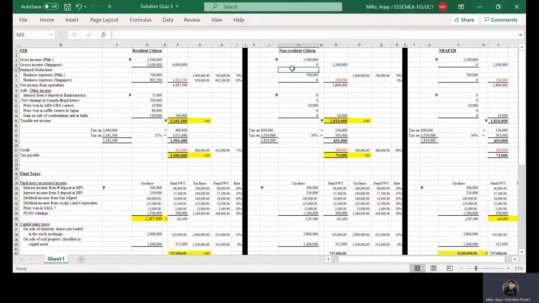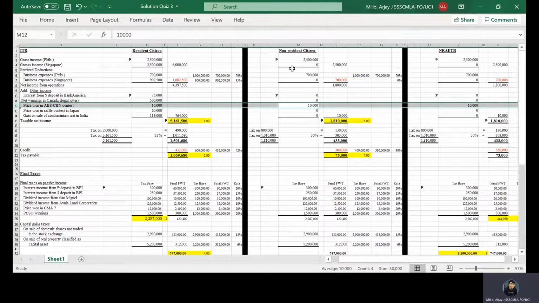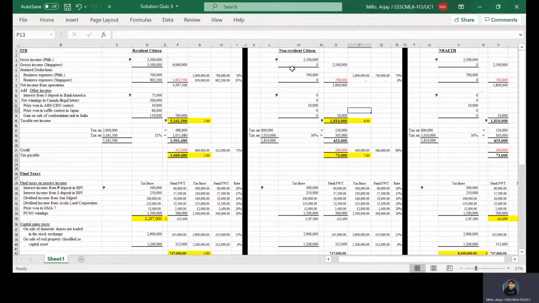So that should be zero. When we add only the income from the Philippines, that's 1,800,000 plus the 10,000 income from the prize won in the ABS-CBN contest. So that's 1,810,000. Then for question number 7, it's non-resident, and he has CWTs of 400,000. However, 10% is not properly substantiated, so we need to multiply it by 90%. So only 360,000 out of 400,000 will be considered as tax credit.